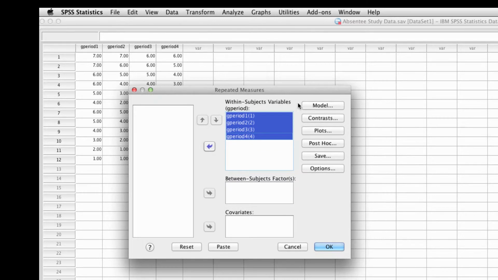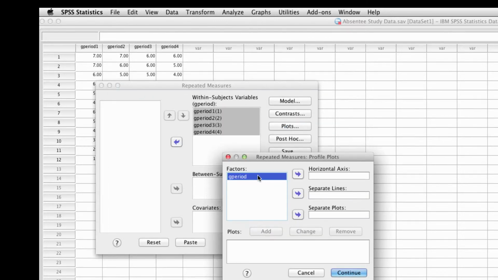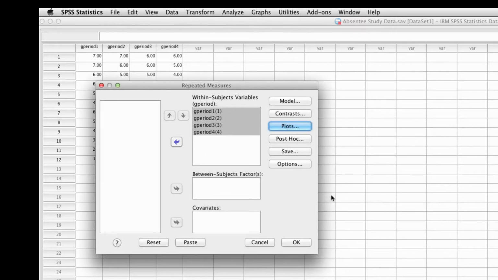For the outputs, what I like to have are the plots, and when it's a one within, when there's just 4 levels, I like to have the 4 levels of the factor on the horizontal axis. And so we can add and then go continue.